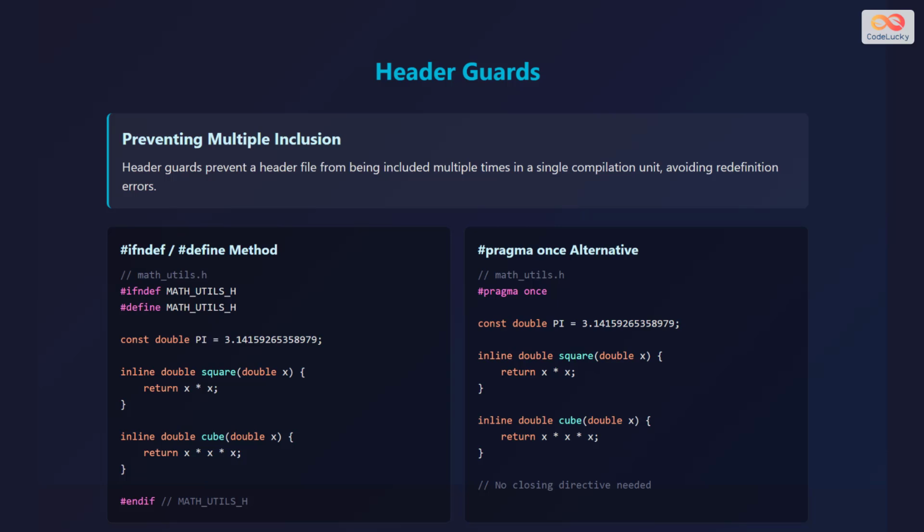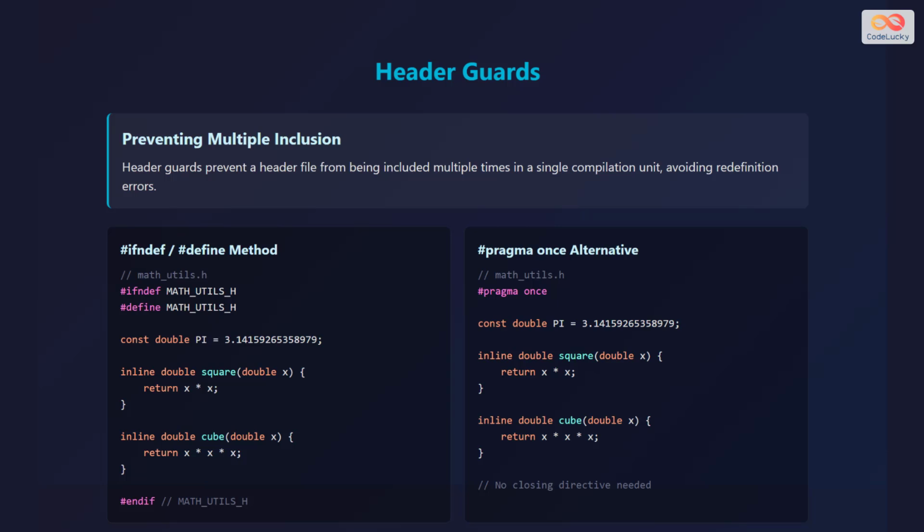Header guards are a crucial technique to prevent a header file from being included multiple times in a single compilation unit. Without header guards, you might end up with redefinition errors. There are two common ways to implement header guards. The first one is the #ifndef/#define method. You wrap the entire header file in an #ifndef block, where you check if a macro like MATH_H is not defined. If it's not, you define it and include the header's contents.